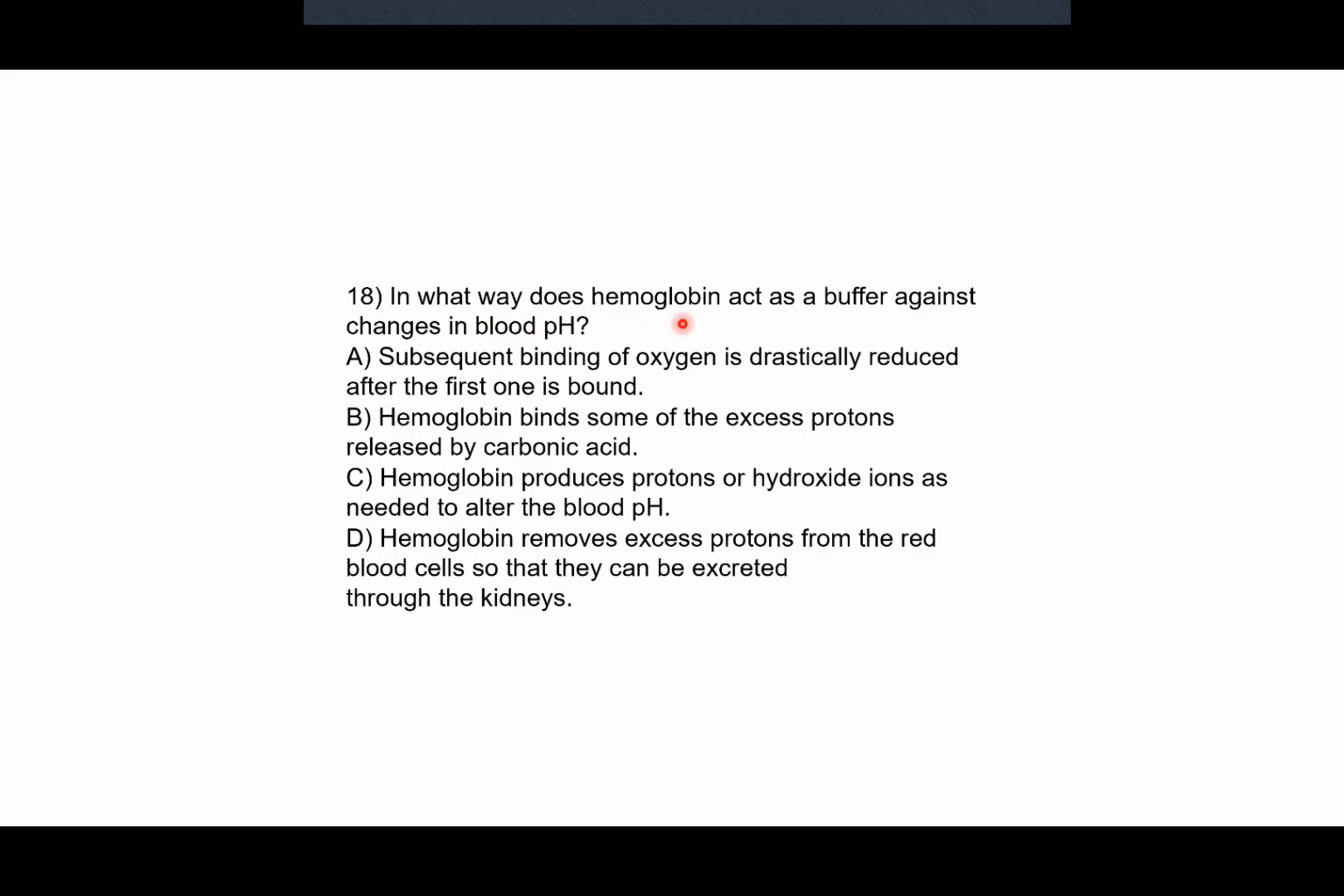18. In what way does hemoglobin act as a buffer against changes in blood pH? B. Hemoglobin binds some of the excess protons released by carbonic acid. Remember that these excess protons cause a change in pH. So we want to keep this pH stable in the body. We need to maintain homeostasis. So if we can tie up some of these protons that are released by carbonic acid, then they're not changing the pH of the blood.